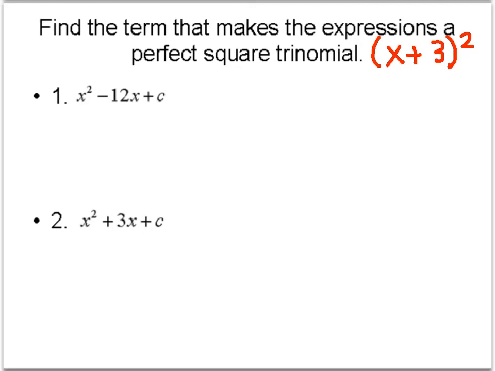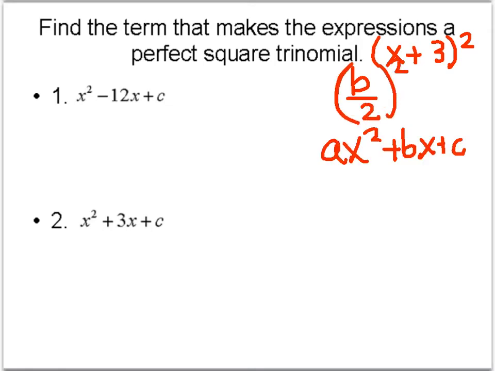Now, in order to do that, I'm going to go ahead and erase that now. You have to take the coefficient of the b term, divide by 2, and square it. So remembering that in a quadratic equation there's a, b, and c. So doing that for this first example, we would take the negative 12, divide by 2, and square it.